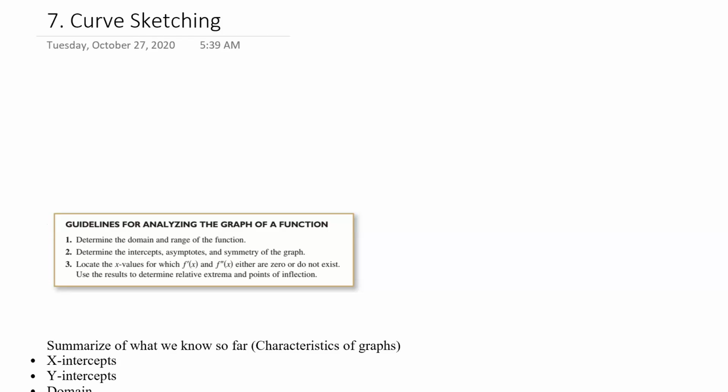Today's the day we put everything together from the last few sections. So we're going to be putting together what we know about first derivatives and second derivatives, as well as previous learning about x-intercepts, y-intercepts, all that good stuff, and using that information to sketch curves.